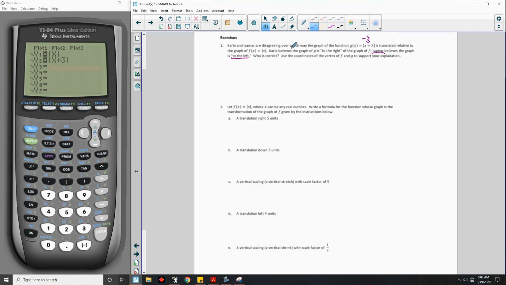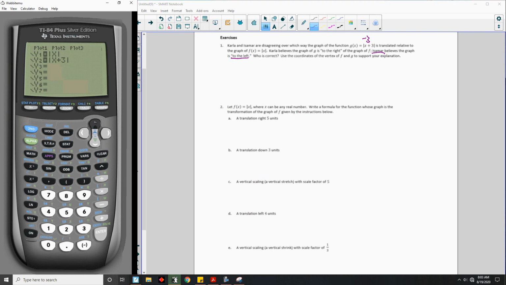So Isamar is correct. And so in the calculator, I have the absolute value of x, which is f of x, and I put g of x in y2, which is x plus 3. So if I go up and arrow over to the type of line and make that one thicker, okay, and then hit graph, there is the parent function, and the darker one is the absolute value of x plus 3. And you can clearly see it was shifted left 3 from f of x.